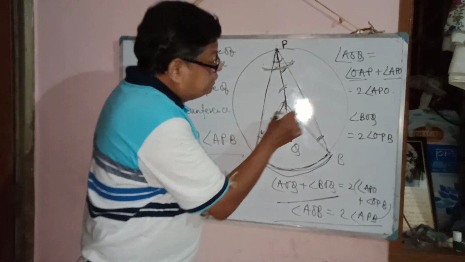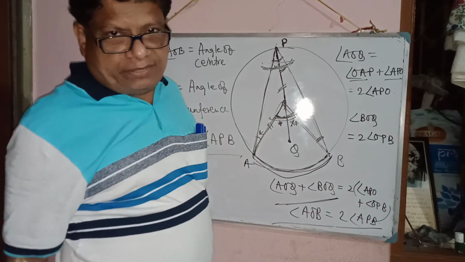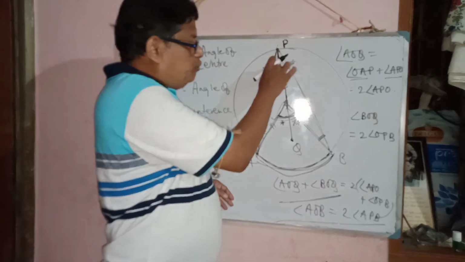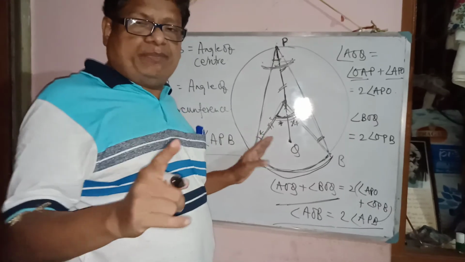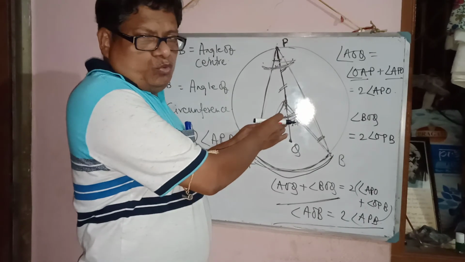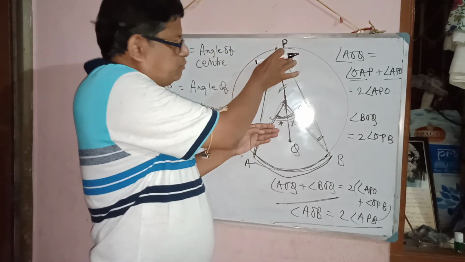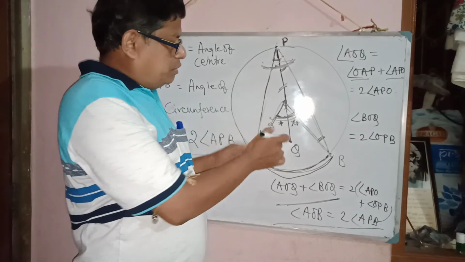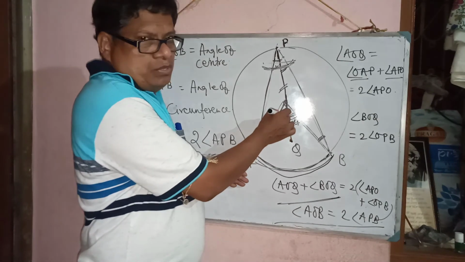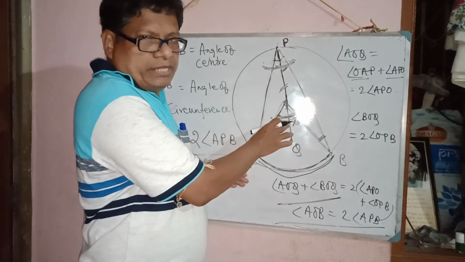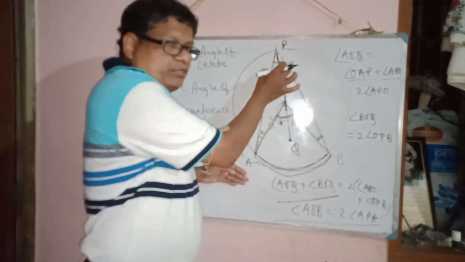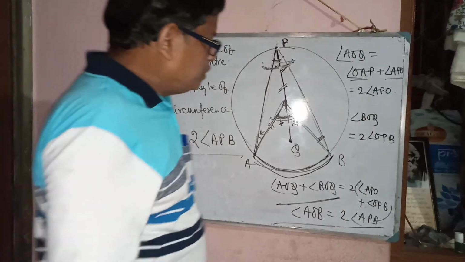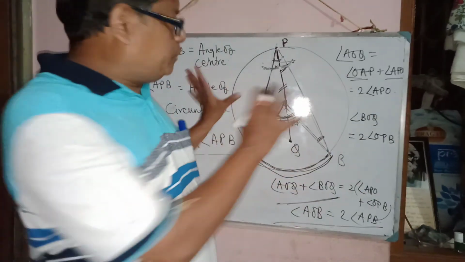Suppose AOB is 120 degrees, then what is the value of this angle? Yes, this will be 60 degrees, half. Keep in mind, the angle at the center is twice this angle, and this angle equals half of the angle at the center. Okay, my dear students, keep in mind, whatever you learned here today, you have to learn properly at home.